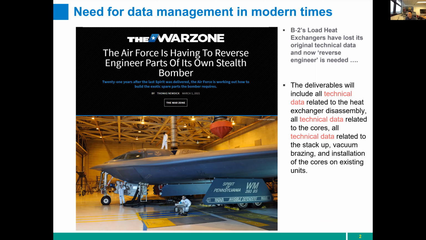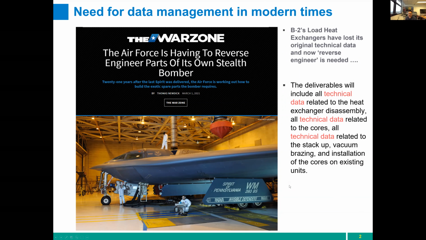The reason is one of these load heat exchangers, they have lost their original design map. All of the technical data have been lost on the way. So if they want to produce more of this component that is broken, they cannot get it back anymore. And they have to go for reverse engineer, and they send out a tender. The tender is talking about the deliverables have to include all the technical data. So now you see some keywords: data related to the heat exchanger, disassembly, and all technical data needs to be blah, blah, blah, blah.